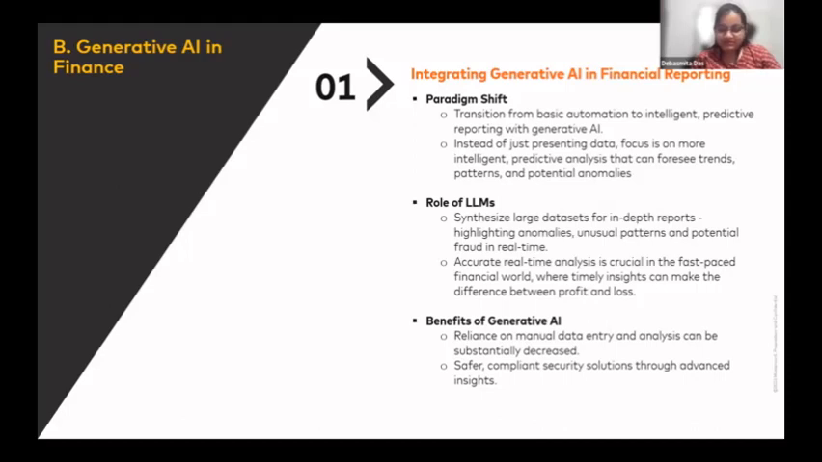So in conclusion, integrating Gen AI in financial reporting represents a profound shift in how we are automating. LLMs are playing a pivotal role in this transformation, offering us real-time insights that are crucial in this fast-paced world.